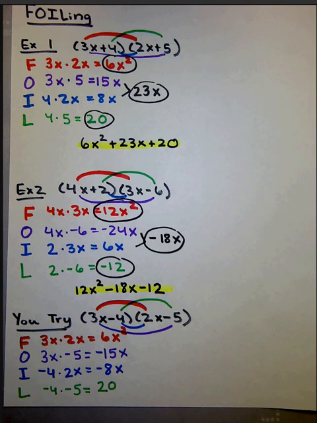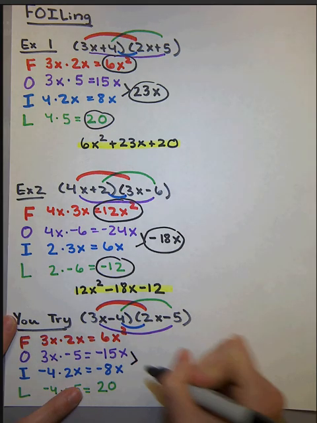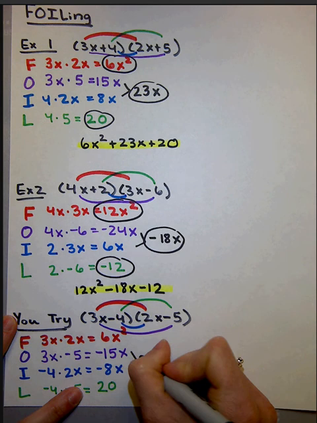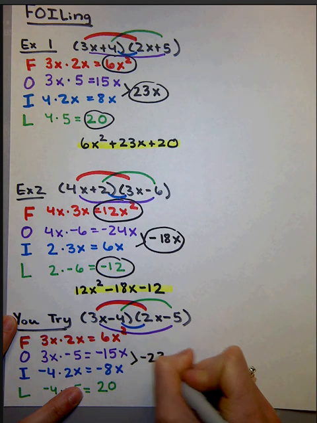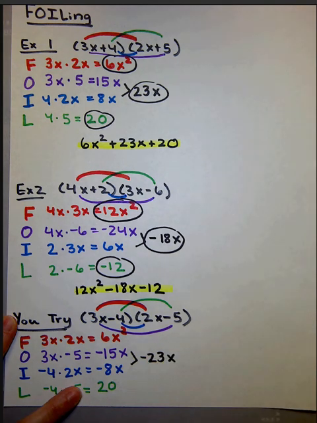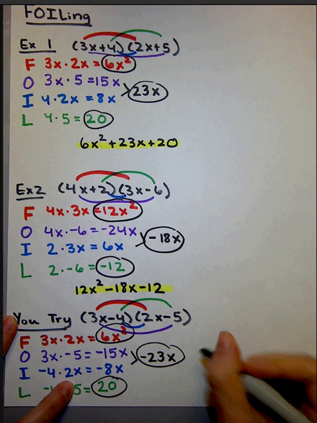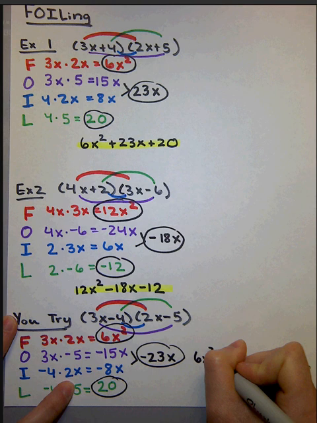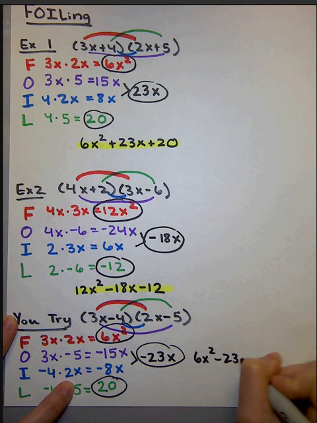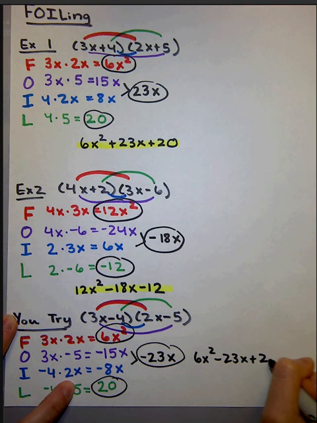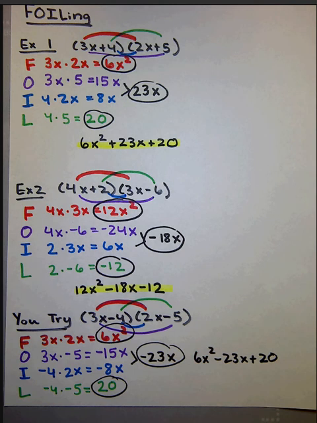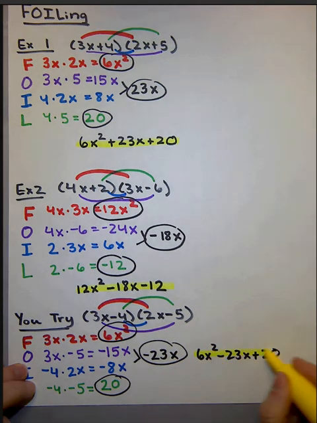So now I look for like terms. Here they are. Negative 15x and negative 8x is negative 23x. And now I take my three terms and I put them all together. So 6x squared minus 23x plus 20. Hopefully you got that correct. If you need to review anything, you can go back and rewatch the parts of the video that you need.